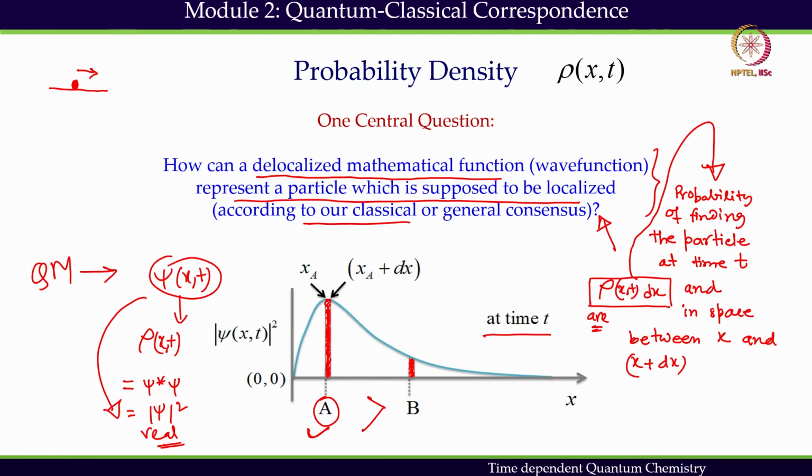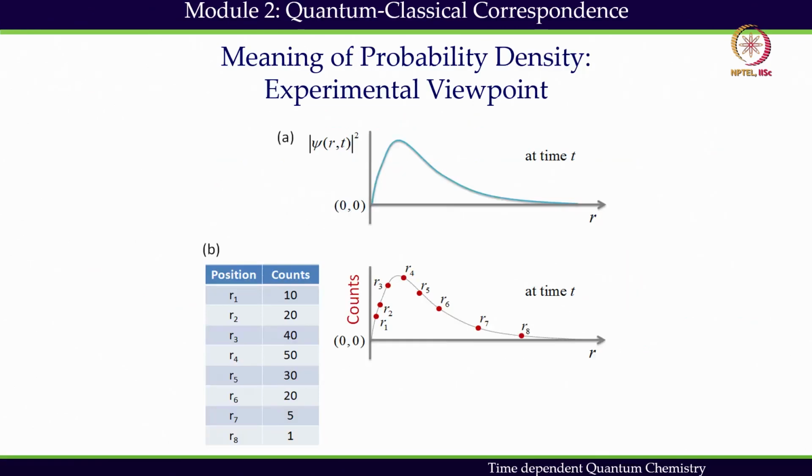Now, the question is, how do we get this probability distribution function experimentally? That is something which I will discuss in the next slide.